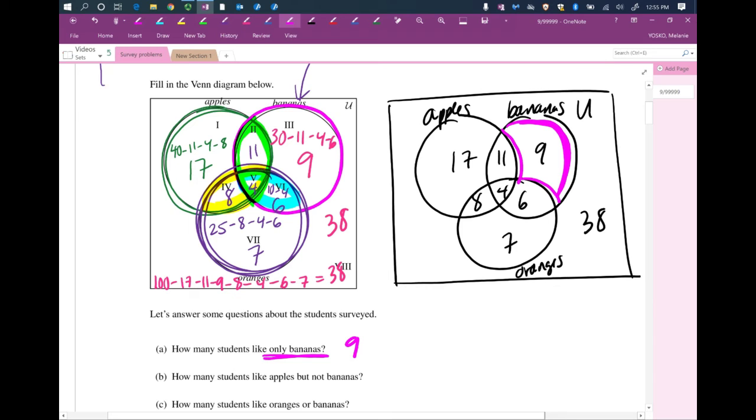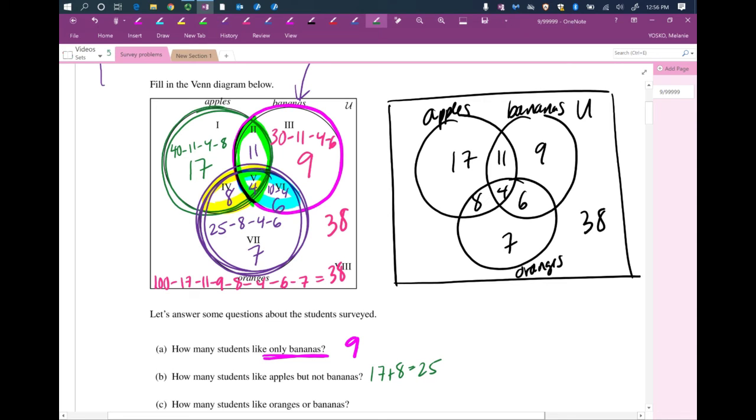Okay. How many students like apples but not bananas? So we're going to look at the apple circle. Here's the apple circle right here. But not bananas, which means we can't look at anything in the banana circle. So we're going to X out those regions right there. So how many students like apples but not bananas? That's going to be the 17 and the 8. So 17 plus 8, which is 25.